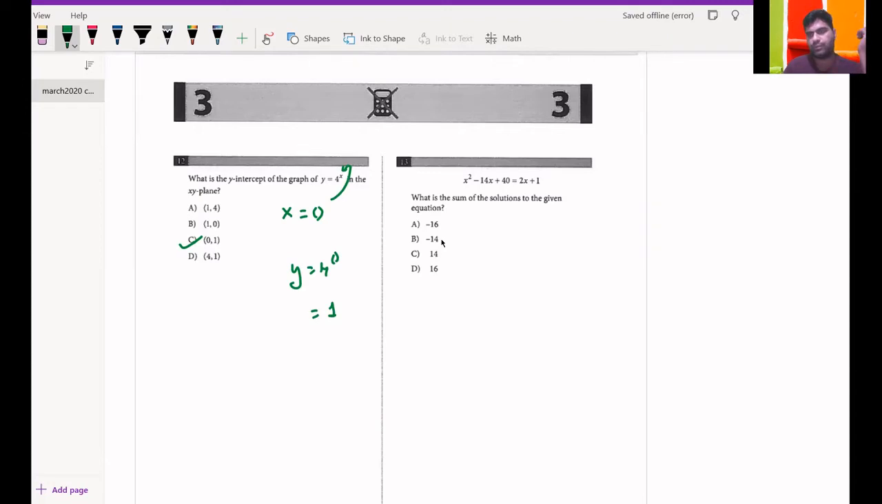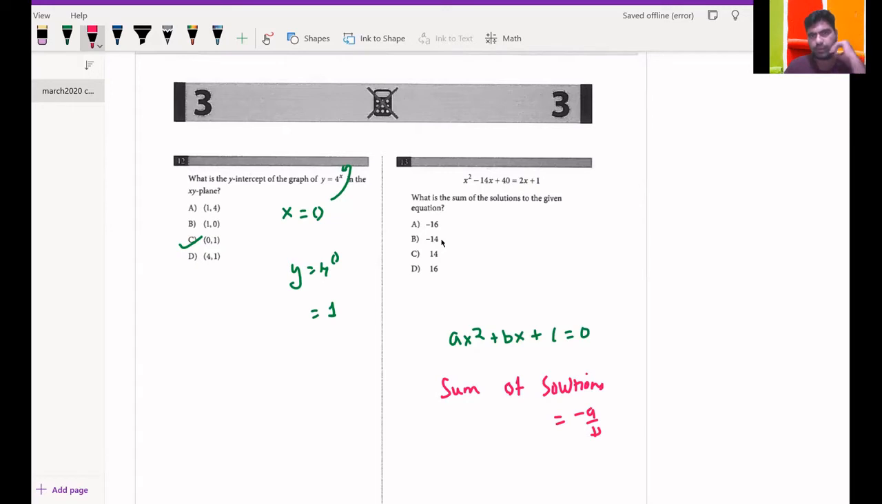Sum of the solutions. For a quadratic equation ax squared plus bx plus c equals 0, the sum of the solutions is given by minus b over a. Or is it minus a over b? Let's check. I believe it is minus a over b, but we'll find the solutions and add them. It doesn't take a lot of time to verify.